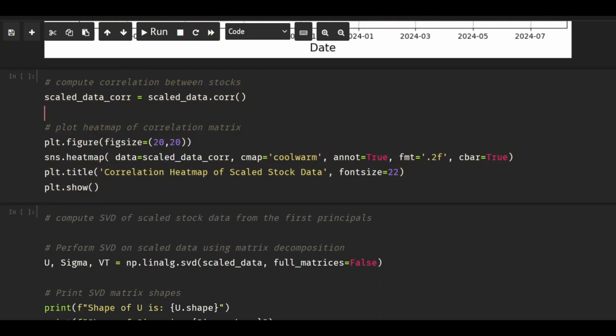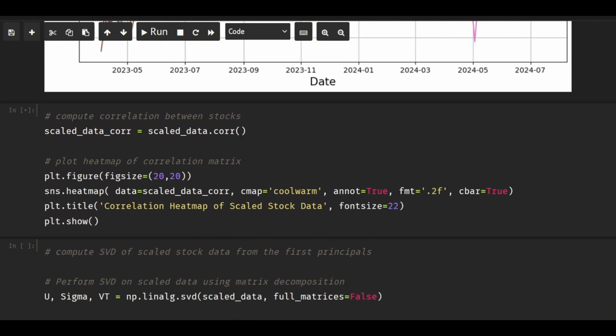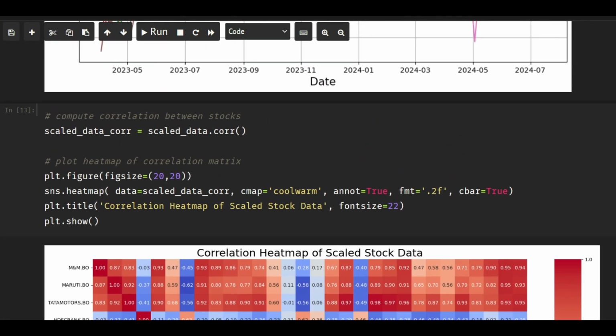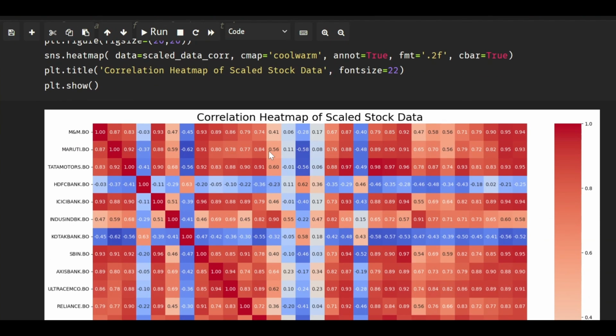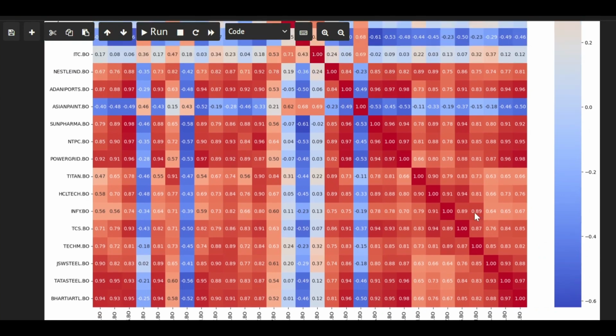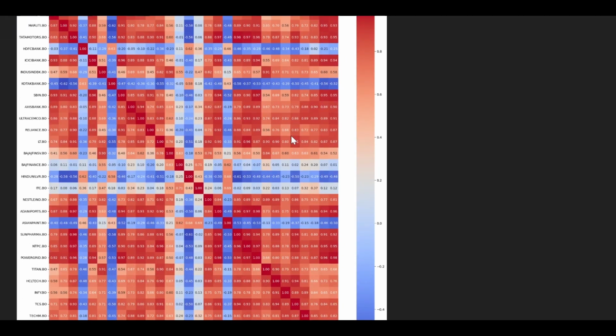Moving forward, I would like to now do a quick correlation check between the stocks. Remember, I have to understand the underlying patterns of what's going on. So I just ran this. Essentially, I've taken this scaled data, run a correlation matrix on top of it and generated a heat map. Positive correlations are indicated by red color, and negative correlations by bluish color. And as you can see here, most of this matrix is red in color.